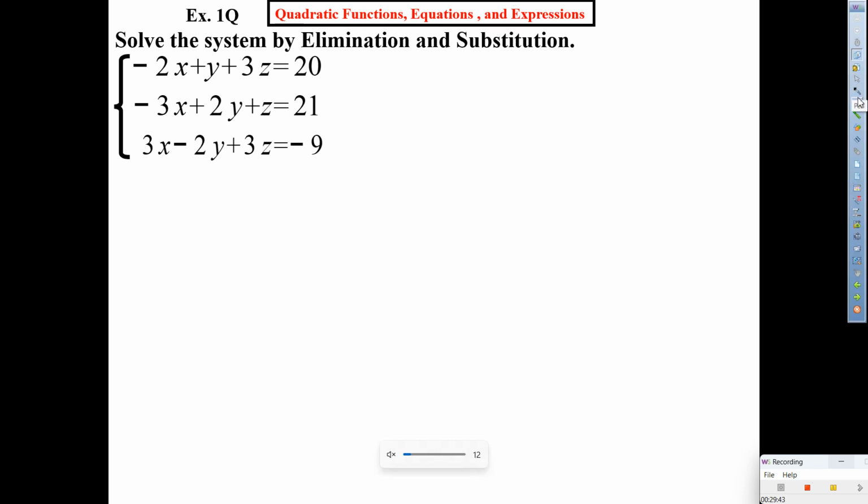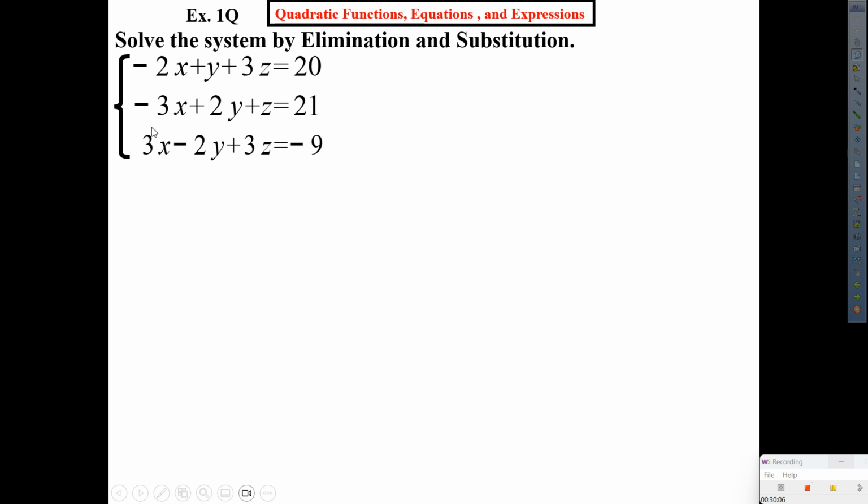All right, let's do this one together again. Here we go. Before I label my equations, look up. Let's do a quick scan. Can we eliminate x's? No. Two of them, yes, but not all three of them. How about the y's? Two of them, yes. Not the third one. How about z's? No, because they're all positives.